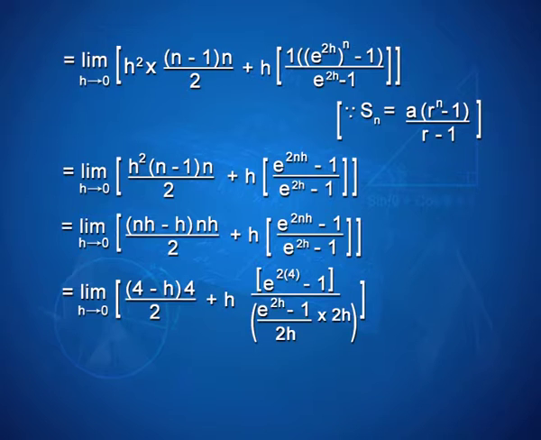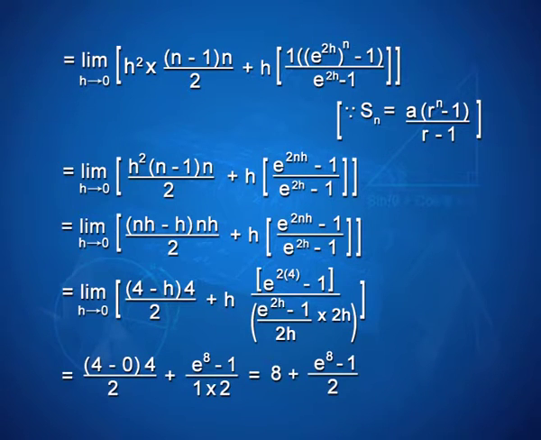This can be further simplified as (4 minus 0) into 4 upon 2, plus (e to the power 8 minus 1) upon 2, that is equal to 8 plus (e to the power 8 minus 1) upon 2, that is (15 plus e to the power 8) upon 2, which is the answer.